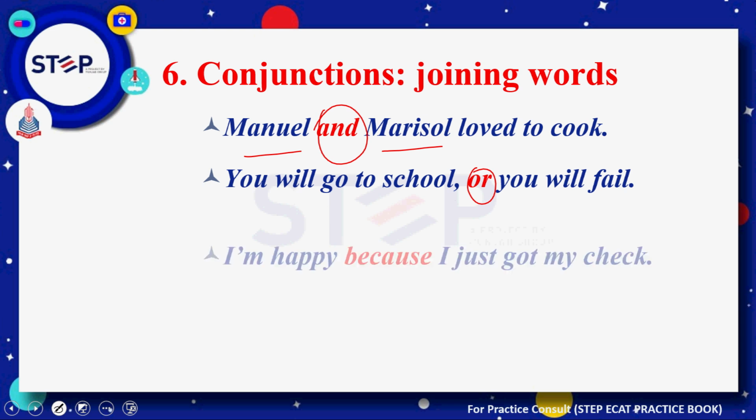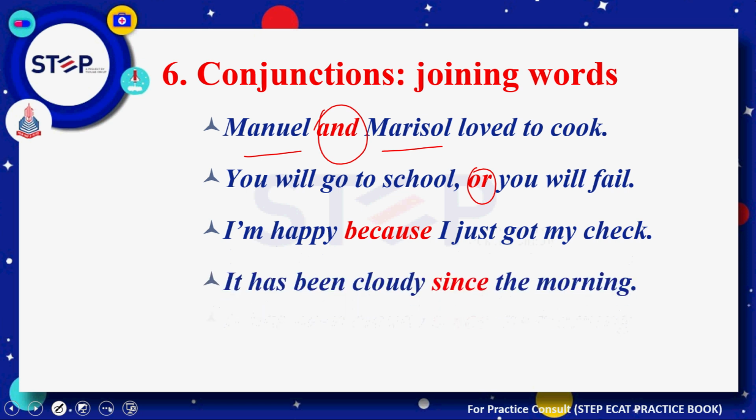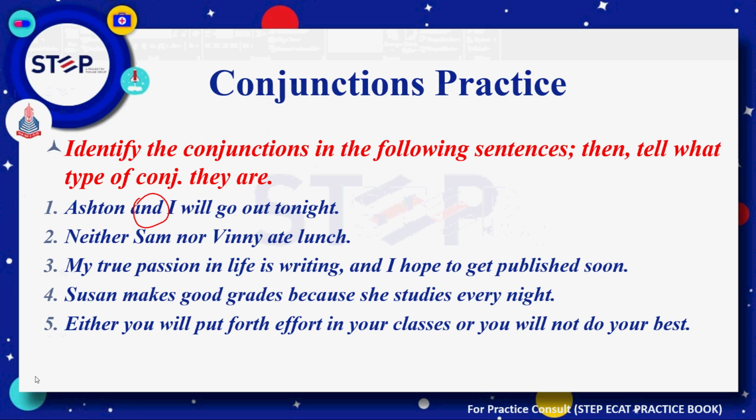I'm happy because I just got my check. So this because is joining two clauses. It has been cloudy since the morning. It's again a conjunction. Now let's try to identify some conjunctions. Ashton and I after the movie, let's go out to eat. So over here, next is neither Sam nor. So this nor is a conjunction.